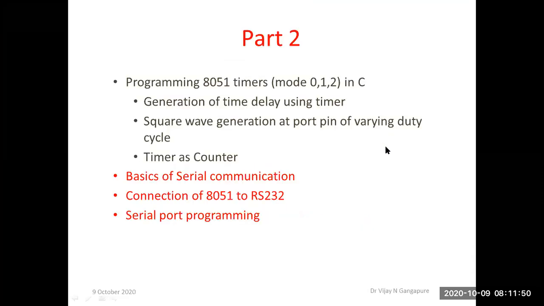So in previous lecture, we studied basics of serial communication, and we discussed how to connect 8051 serial port, that is TXD and RXD pins, with RS232 port, that is serial port, that is available in the form of RS232 port on personal computers or on so many other devices. So these 2 points we discussed in a previous lecture, and in this lecture we are starting with serial port programming of 8051 serial port.